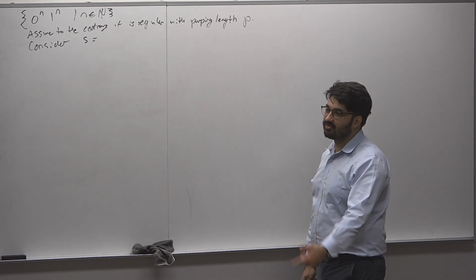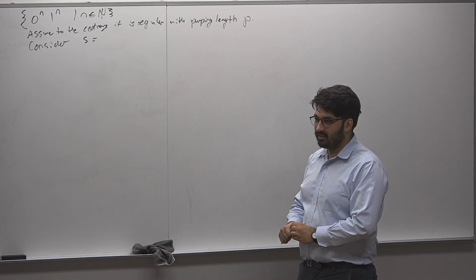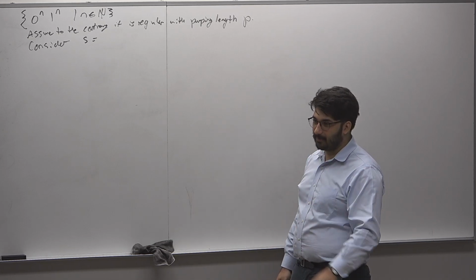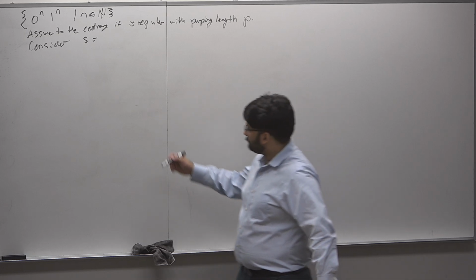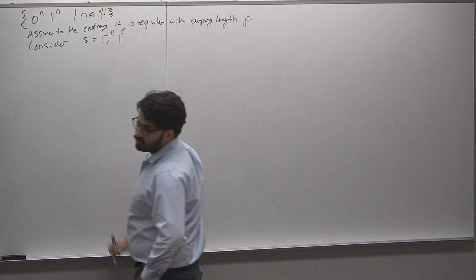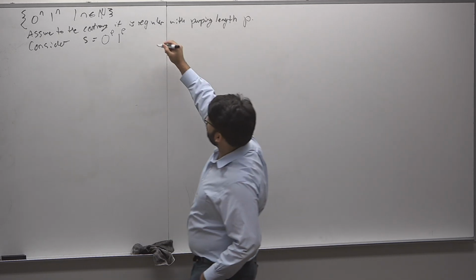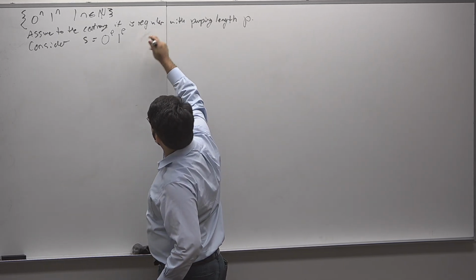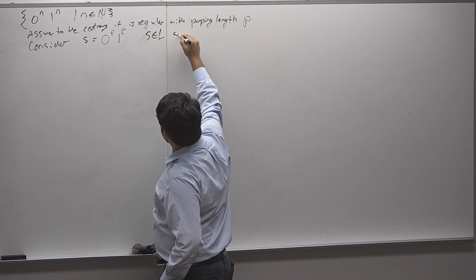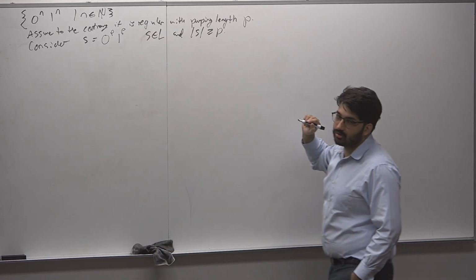Okay. We want the number of zeros to be equal to the number of ones, right? Yep. So, 0 to the P, 1 to the P. Just that. Yes. First off, notice that S is in L. And that the length of S exceeds P. In fact, the length of S is 2P, so certainly it exceeds P.